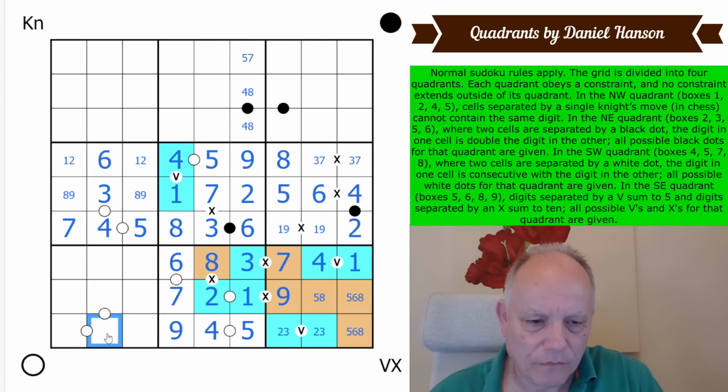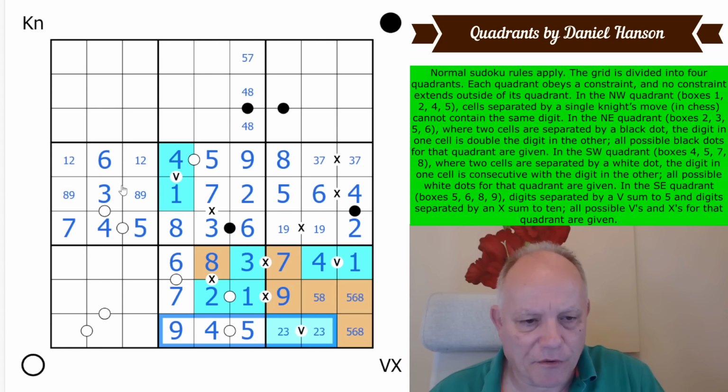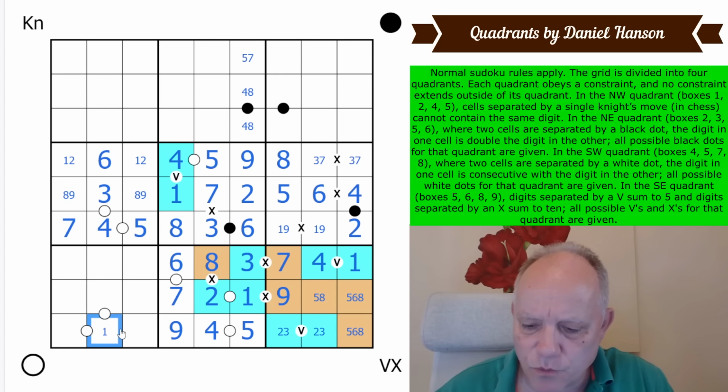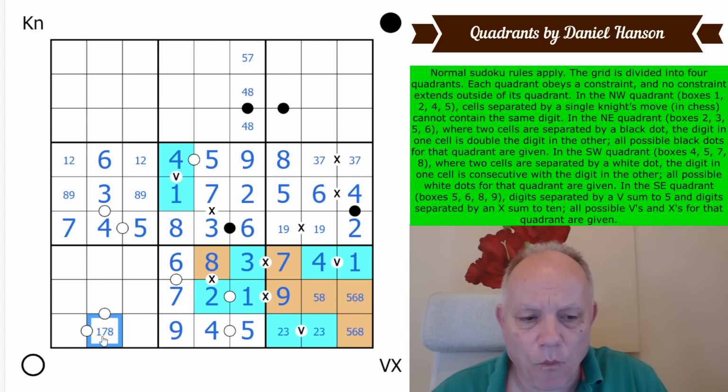Now, this digit sees 9, 4, 5 and a 2, 3 pair, also 6. This is 1, 7 or 8. I can tell you it's not 1 because both of those would have to be 2. And one of them can't be, and you certainly can't make both of them 2. So that's 7 or 8.